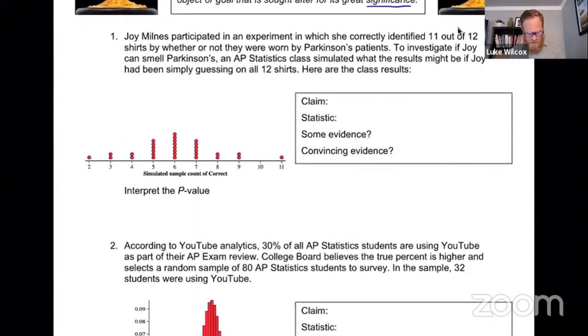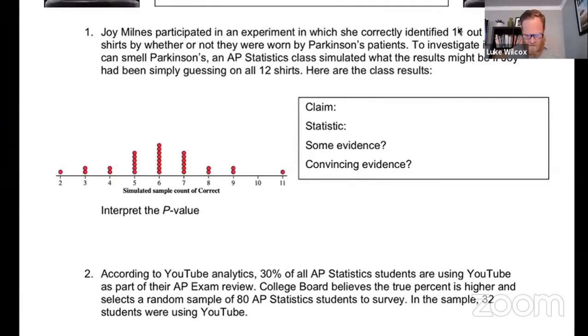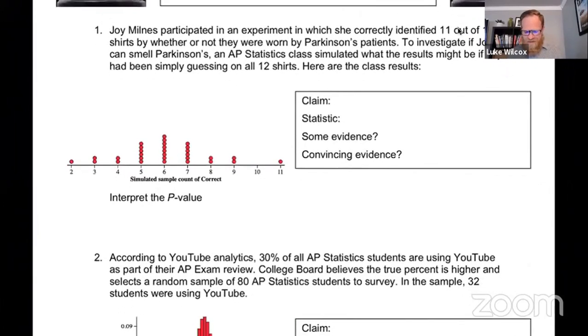So we're going to start with number 1 here, and this comes from an awesome lesson that AP Stats teacher from Pennsylvania, Doug Tyson, all-star AP Stats teacher, created, and is one that is very commonly used throughout the country. So there is a good chance that you may have even seen this example in this activity in your own classroom. So here's what it says. Joy Milnes participated in an experiment in which she correctly identified 11 out of 12 shirts by whether or not they were worn by Parkinson's patients.